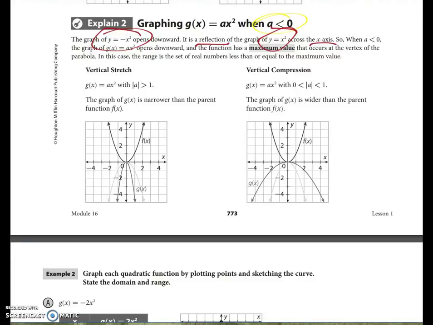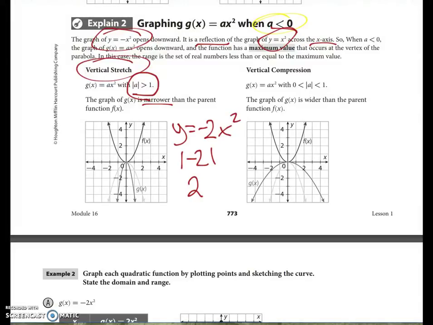Now then, when a is less than 0, that means, like I said, it's going to open downward. More specifically, when the absolute value of a is greater than 1, the parabola is going to get narrower. It's going to be, again, what we would look at as a vertical stretch. So an example of that would be y equals -2x squared. In that case, the absolute value of -2 is 2, and that is greater than 1, and so you would see a situation where the graph would be narrower than it is for the parent function.